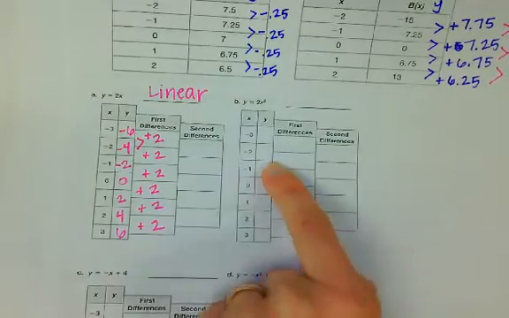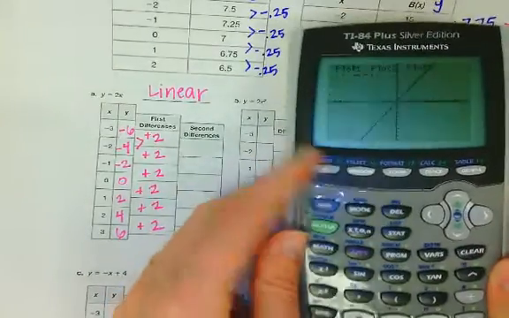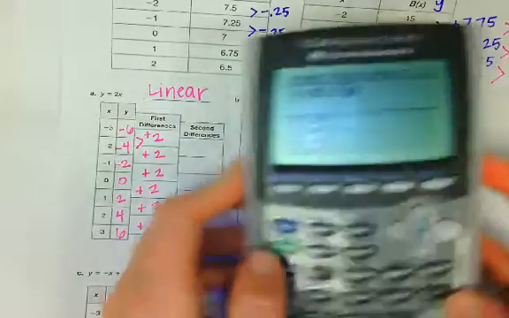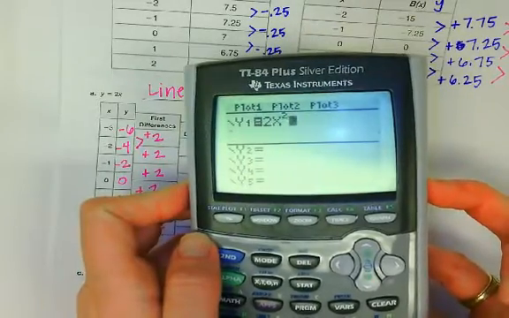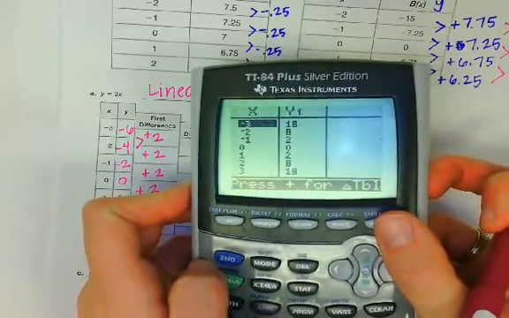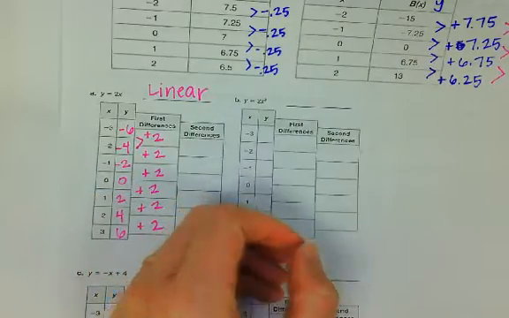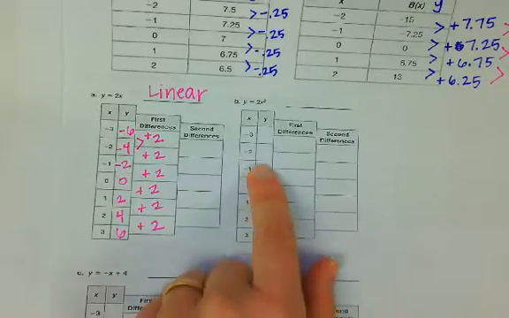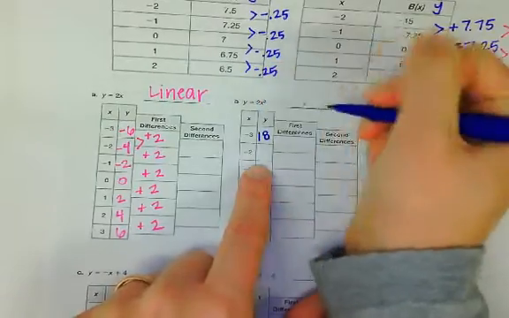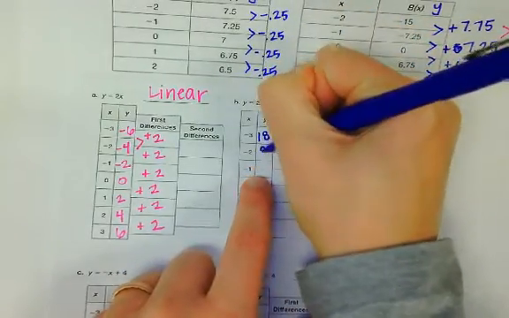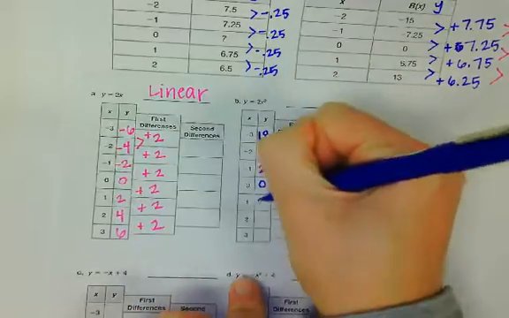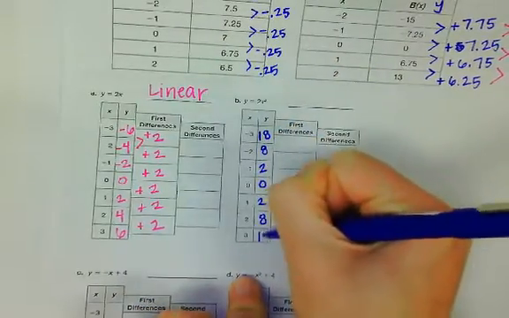Okay, on the second one, I'm going to do 2x squared. So I'm going to go back to my equation and put a squared after the x. So 2x squared. I'm going to go to the table and copy down the numbers that I see as my y values. So I have 18, 8, 2, 0, 2, 8, and 18.